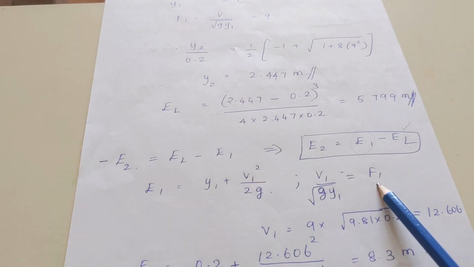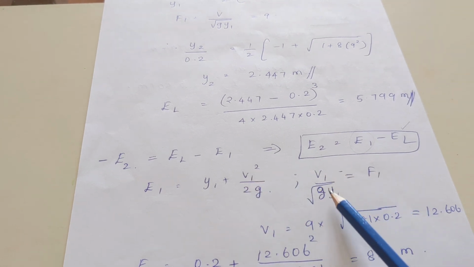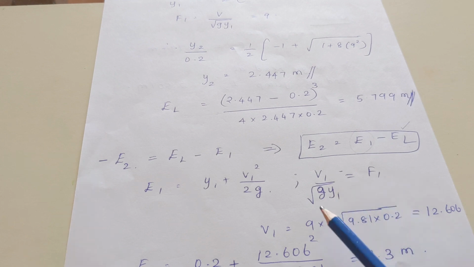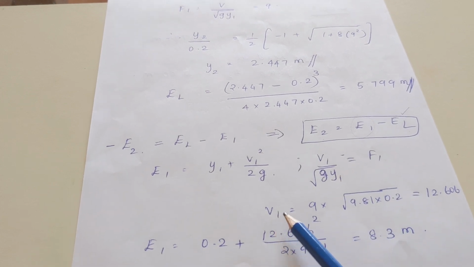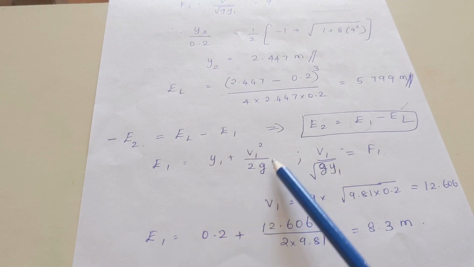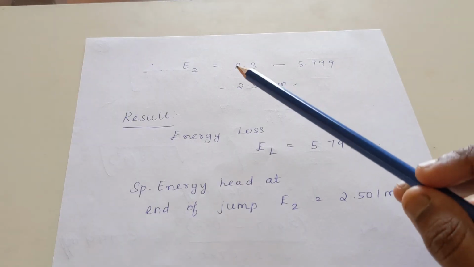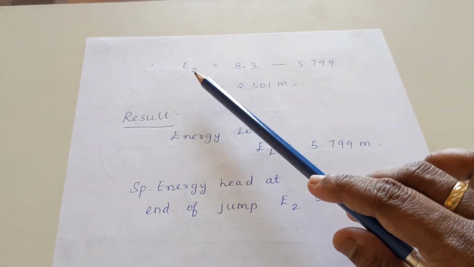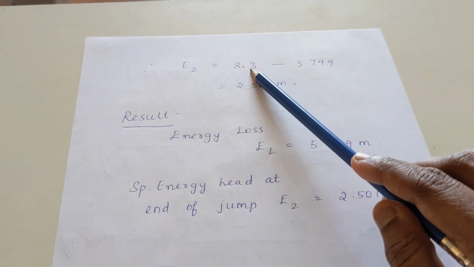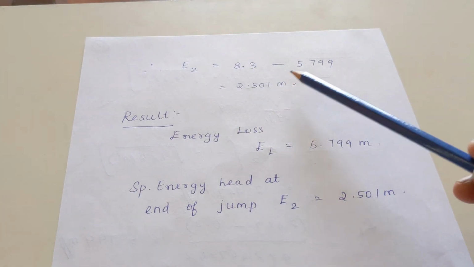They have given the Froude number F1. V1 divided by root of g into y1 is equal to F1. With that you can find out V1. Substitute in the energy equation, you will get E1. Clear? After finding E1, you can find out easily E2. E2 is equal to E1 minus EL. You will get the answer.